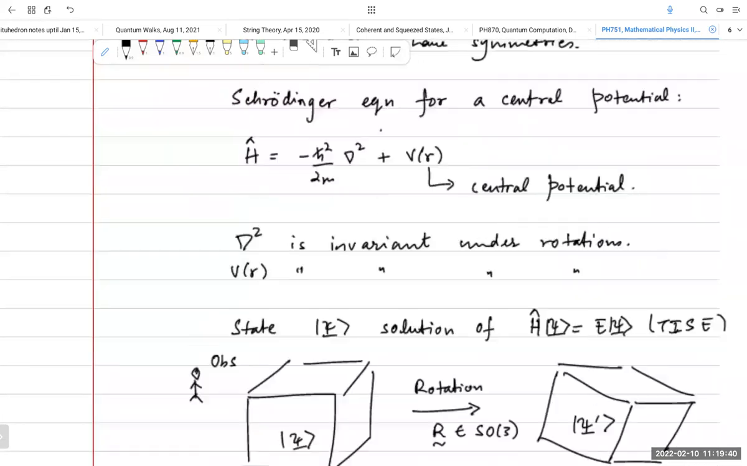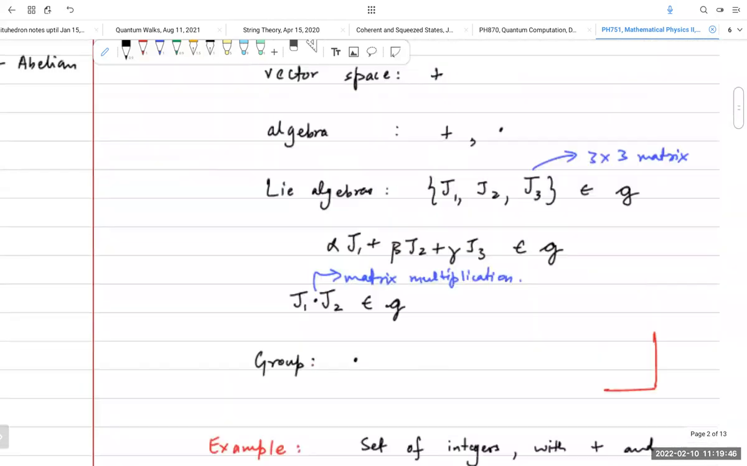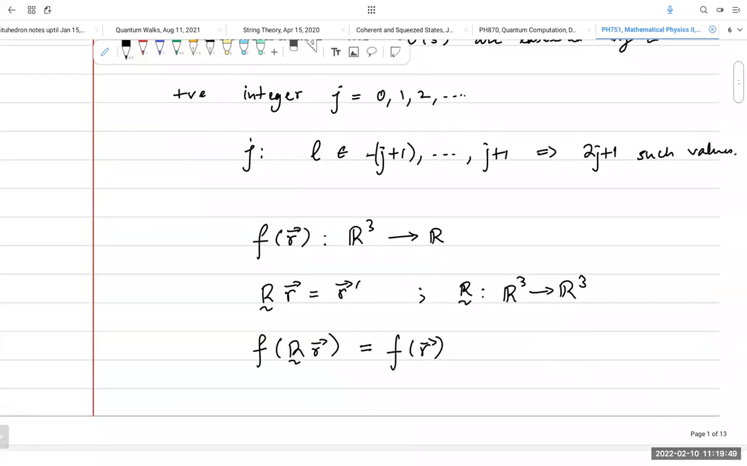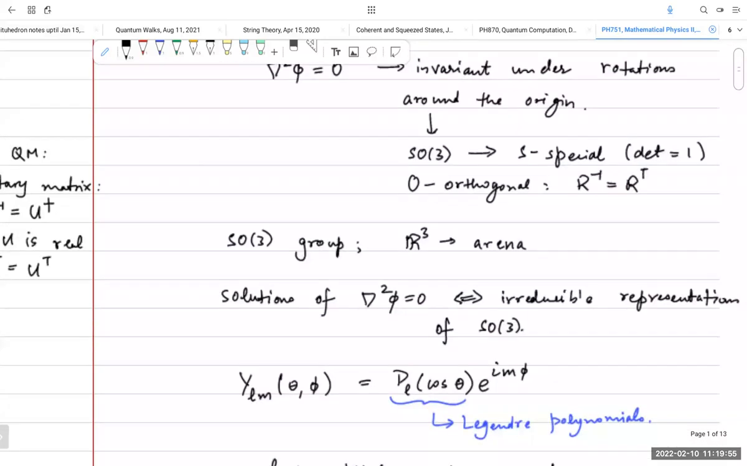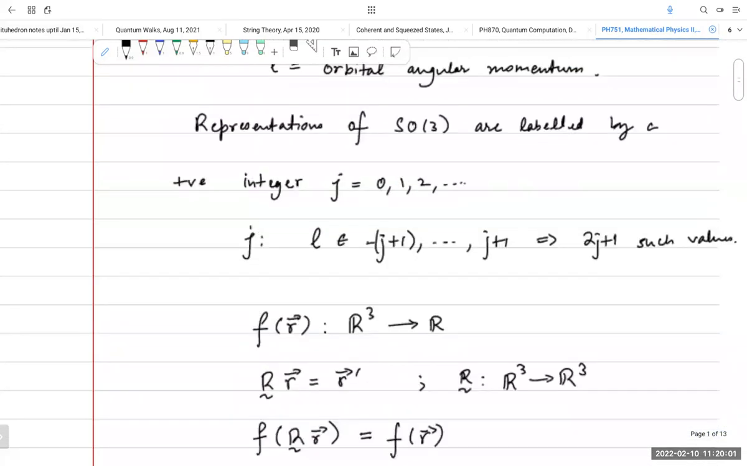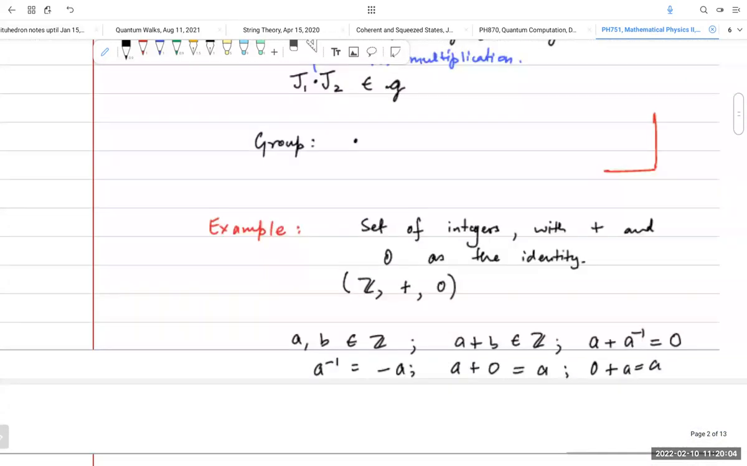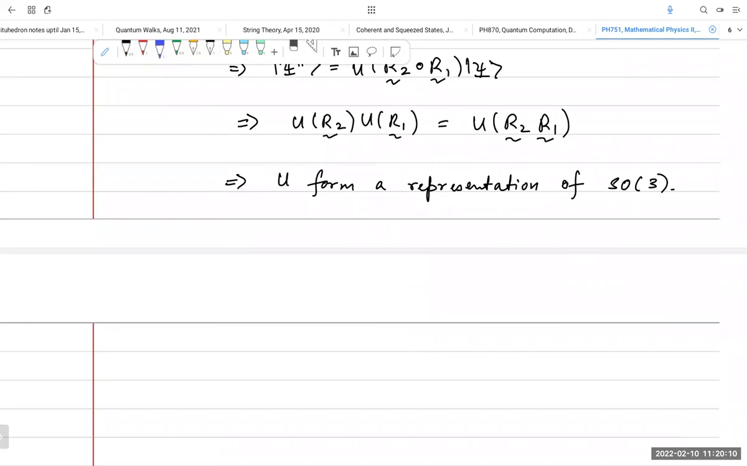Remember that when I talked about the representations, what did I tell you? Okay, well, maybe I didn't mention it as clearly as I should have. So a group representation. And so this brings us to the definition of a group representation.